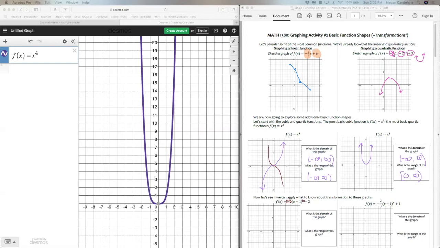So we've reflected it, and then we've moved it. This is our horizontal shift. That says we've moved it left 1. So if I move this left 1, I'm going to shift everything over 1, and it would look like this. And then last, this negative 2 tells me that I've shifted everything down 2. So then when I shift everything down 2, my graph would look like this. So there's each step in the process.